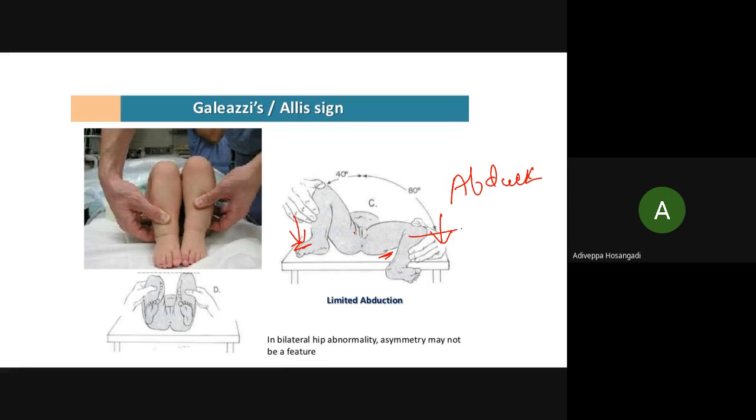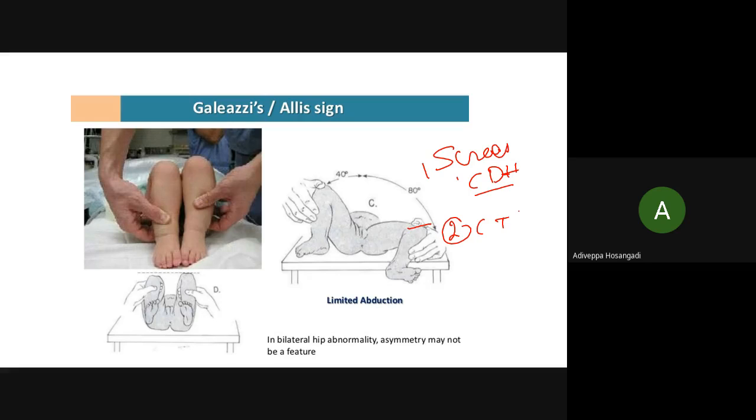If you are successful, or you are able to touch the thigh to the bed, that means this is an important screening test for CDH. So they might ask a simple screening test. There are screening tests for CDH. So if complete abduction is there, it means CDH is ruled out.